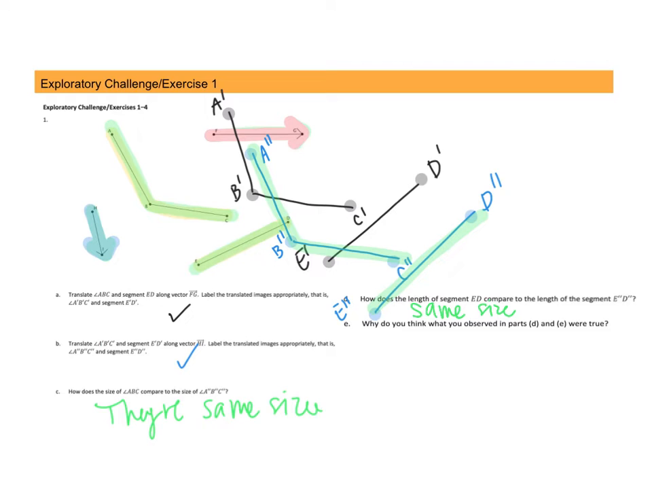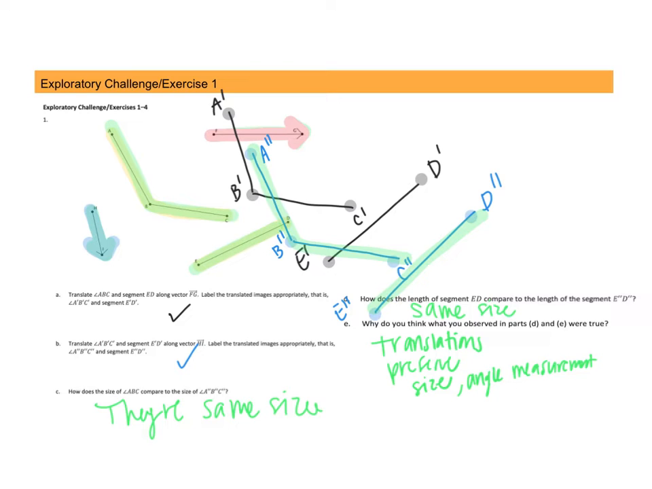And then it says, why do you think what you observed in those last two questions are true? And the reason that they're true is because we're not manipulating the size of this shape at all. We're literally just sliding it around. So translations preserve size. They also preserve angle measurement. So you can add that in there too.